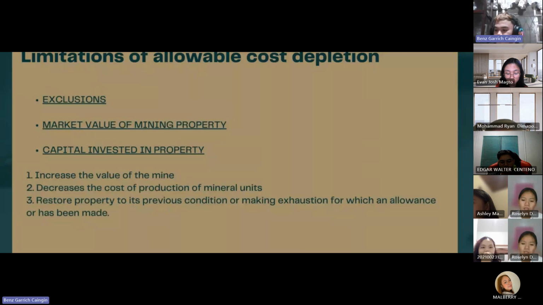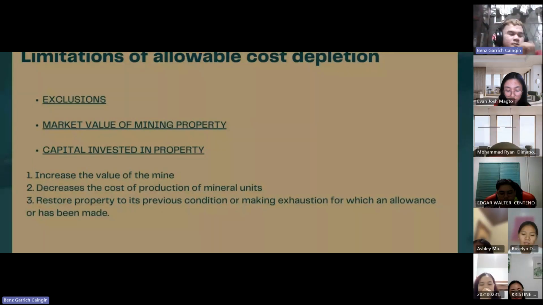Accumulated exploration and development costs of the same mining area shall also include the following. Number 1, those that increase the value of the mine. 2, those that decrease the cost of production of mineral units. And 3, those that restore property to its previous condition or make good the exhaustion for which an allowance has been made.